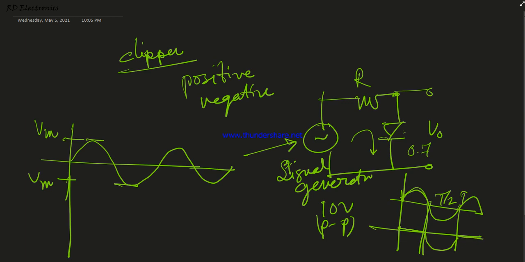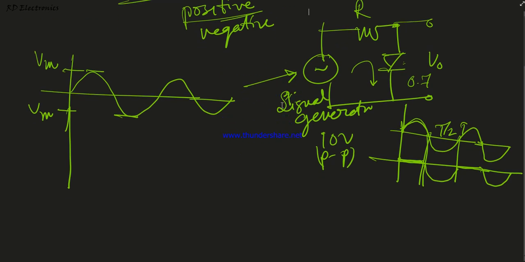And again in the positive half cycle we don't get any output except 0.7, and again we get the negative in the negative half cycle. So basically this diode clips the positive part of the signal. Please note that it clips the positive part only, not the negative part. That's why it is known as a positive clipper.